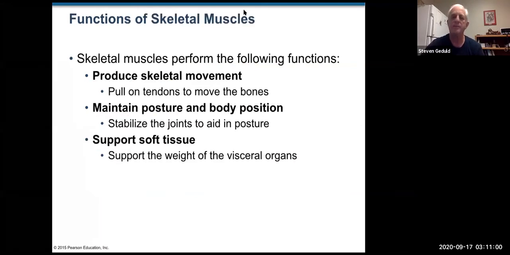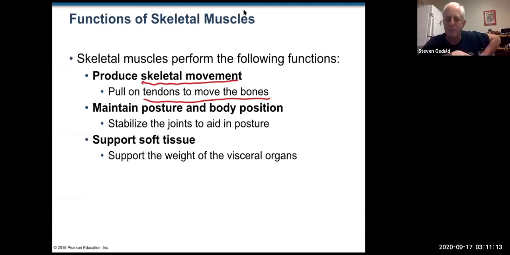Skeletal muscles are voluntary muscles. They produce skeletal movements. They pull on tendons to move bones. Remember, a tendon connects a bone to a muscle. A ligament connects bone to bone, and aponeuroses connect muscle to muscle. So if a muscle's pulling a bone to move it, it is a tendon, because tendons connect muscle to bone. That's how you produce skeletal movement.